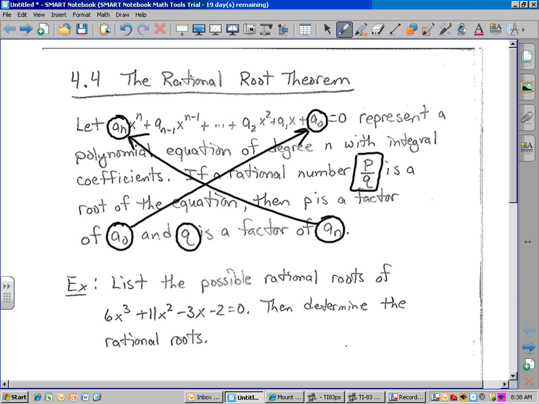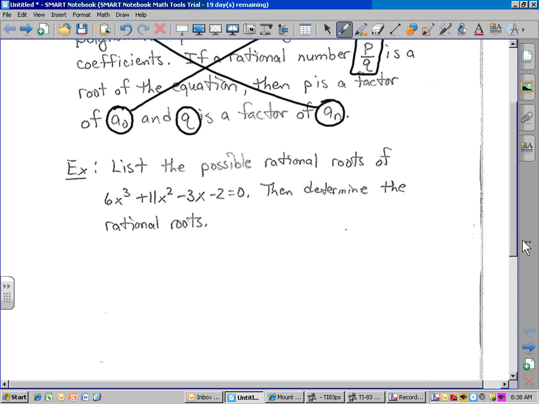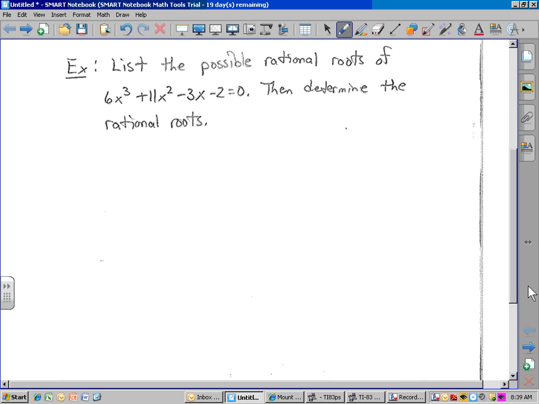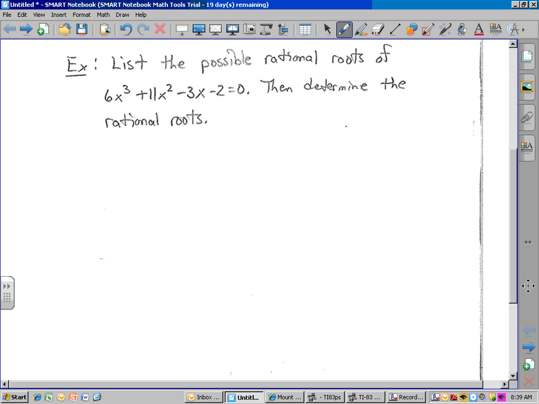First and last. So that's all we're going to do. It's going to make a lot more sense once we get into this example here. So let's take a look at the example. List the possible rational roots of the equation 6x cubed plus 11x squared minus 3x minus 2 equals 0. Then determine the rational roots.